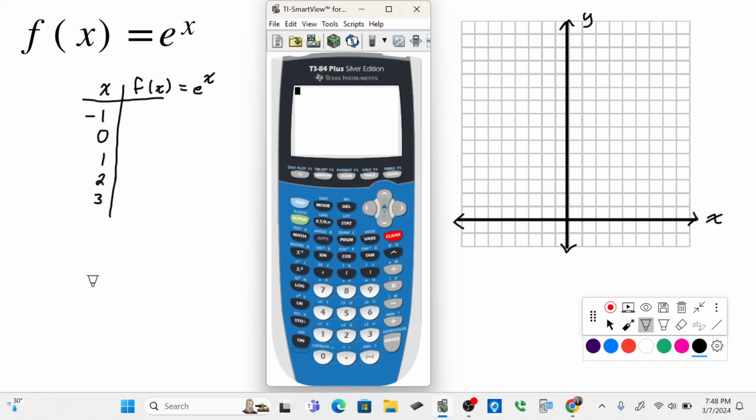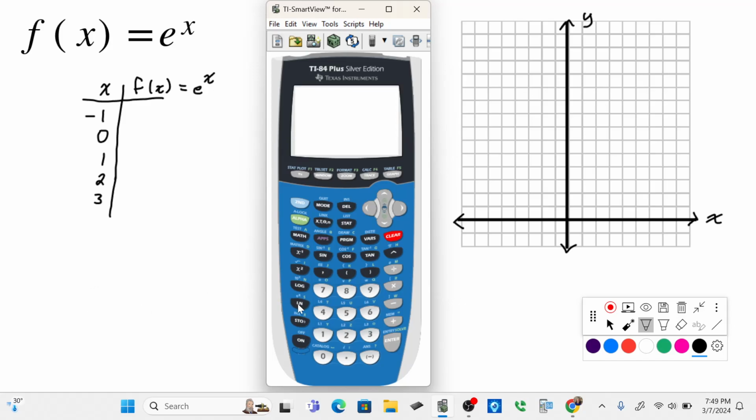Hello, this is Mrs. Scarpel, and in this video I'm going to show you the graph of the function f of x equals e to the x. E is that value that relates to continuous compounding, whether it be interest, continuous exponential growth, or continuous exponential decay. It has a value of approximately 2.718. We will use the e function of the calculator.